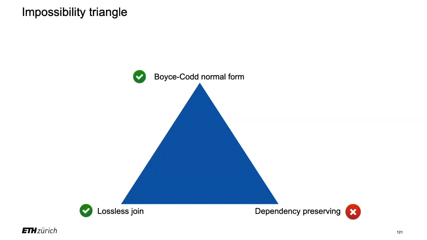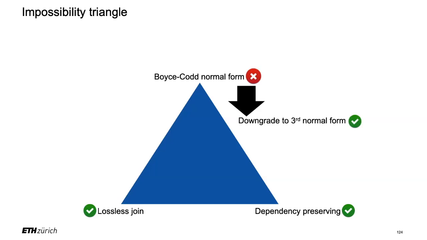But if you change, you can also do other ways. You can have Boyce-Codd normal form and dependency preservation, but then you don't have the lossless join, or you can have lossless join and dependency preserving, but you don't get the Boyce-Codd normal form. But it turns out that there are other normal forms. I'm not getting into them. There's second normal form, third normal form, fourth normal form, and so on. So you could downgrade to the third normal form and then get back these properties there. It's just a weaker normal form. This is actually the final slide.